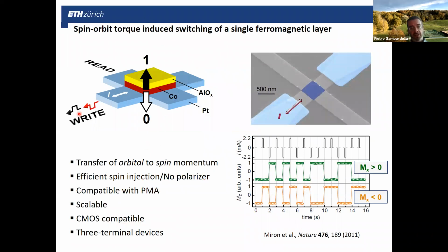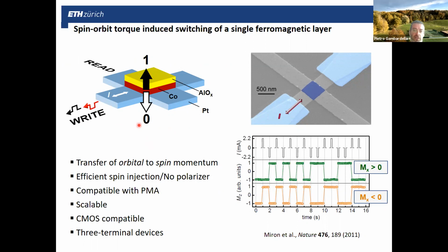So by injecting current pulses into a structure that contains a heavy metal, a ferromagnet, and a capping layer, if one pulses the current, then it is possible to reverse the orientation of the magnetization of this ferromagnet. And this can be done in a reversible way, so that if you use a positive pulse, you switch, say, up, and a negative pulse will switch down.